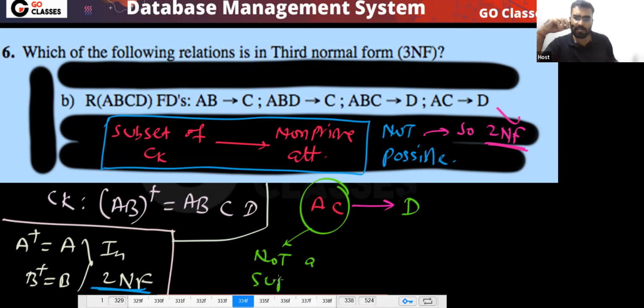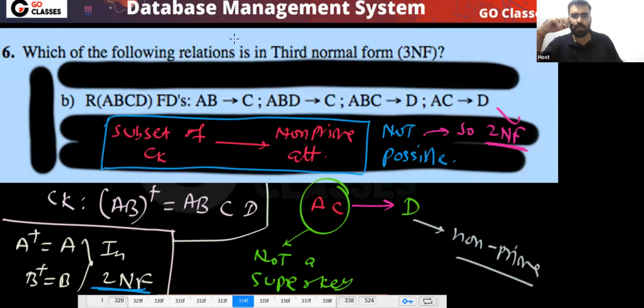This is not a super key, right? So a non-super key is determining a non-prime attribute. Is this clear? So not 3NF. This is not a super key, and this is determining a non-prime attribute. So this is the problem with 3NF.